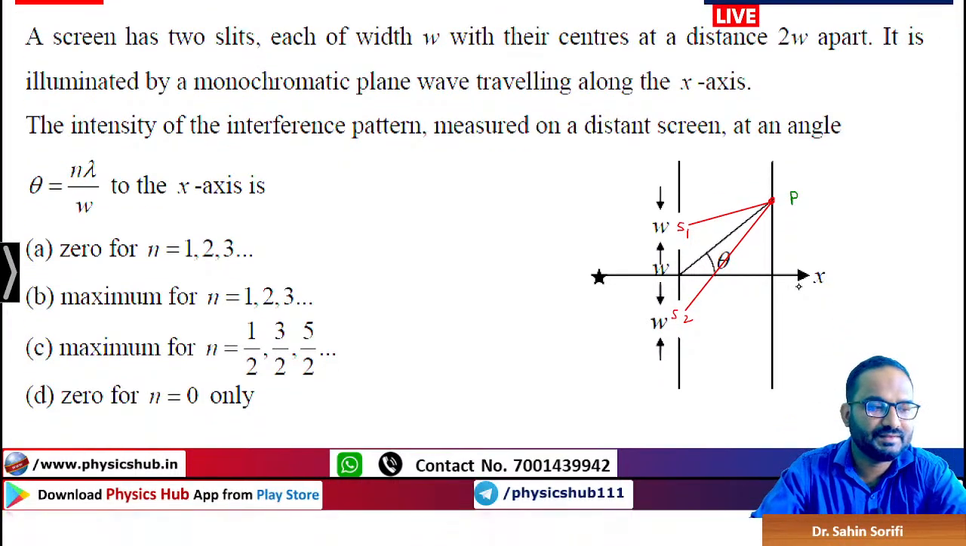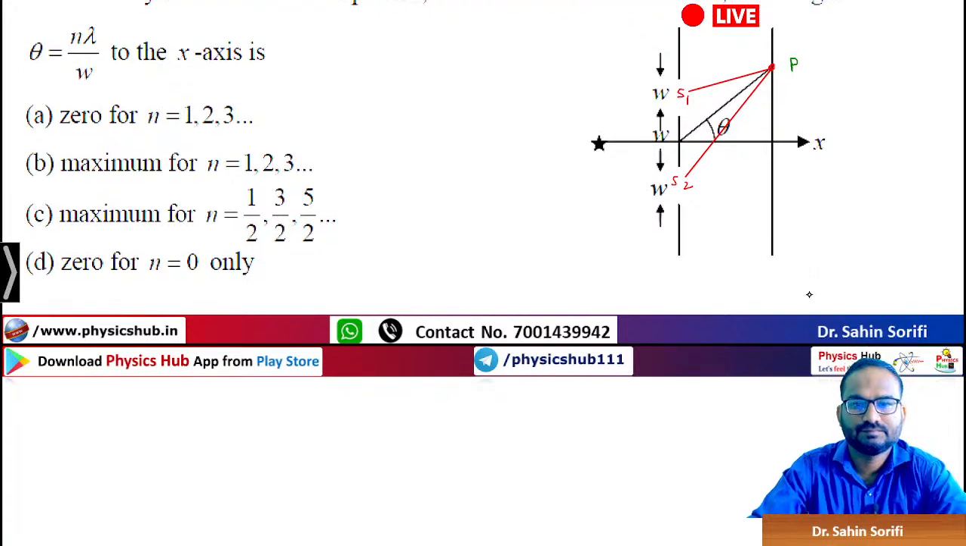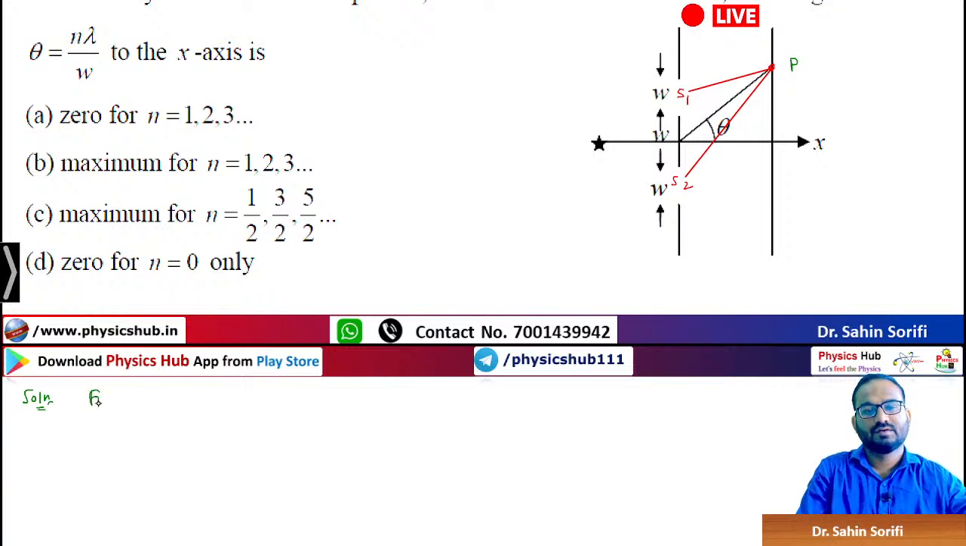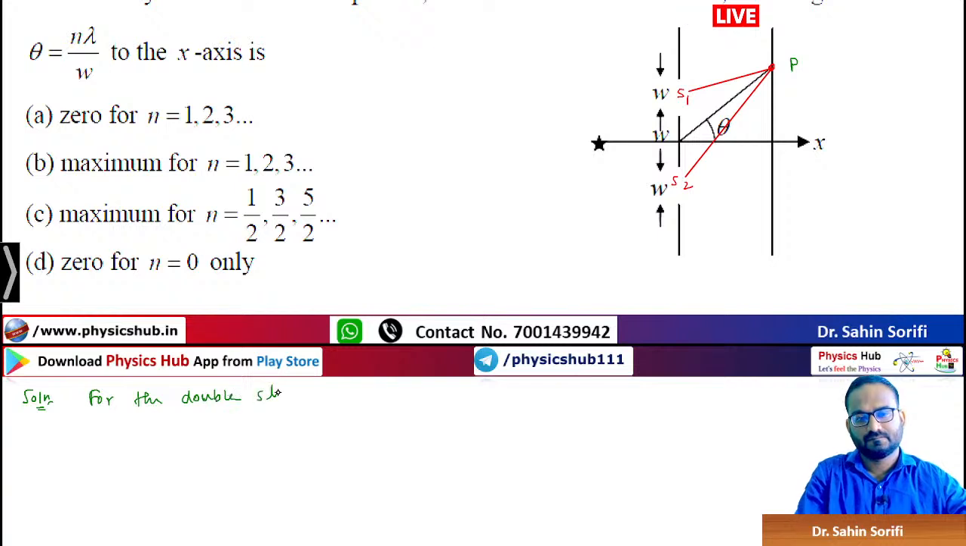So what is the path difference? Do you know this one thing? For the double slit interference, path difference delta is equal to n lambda. This is the condition for bright fringe.